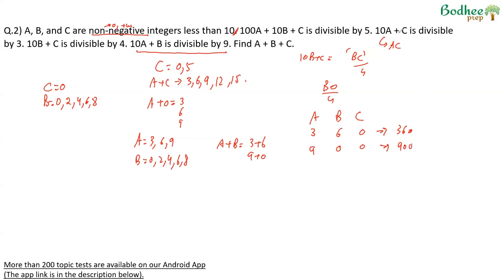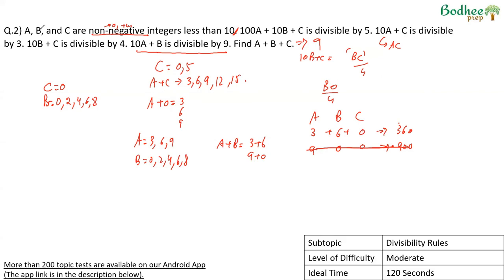900. 10A plus C is divisible by 3. 30, 90 divisible by 3. 10B plus C is divisible by 4. 60. Again, 10B plus C in this case will be 0, 0, which does not make sense. So this should not be the case. Even though A plus B plus C will still be the same as the previous one. 10A plus B is divisible by 9. 36 is divisible by 9. So find the value of A plus B plus C. It is 9, which becomes the answer. Again, I think a moderate sort of a question.